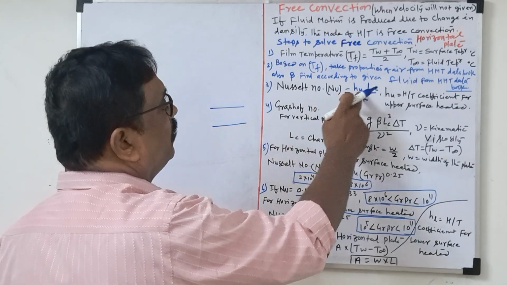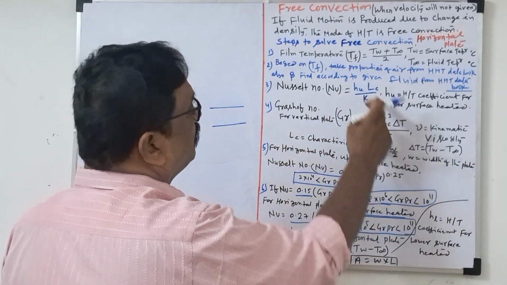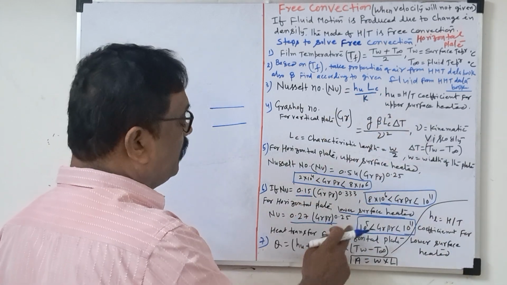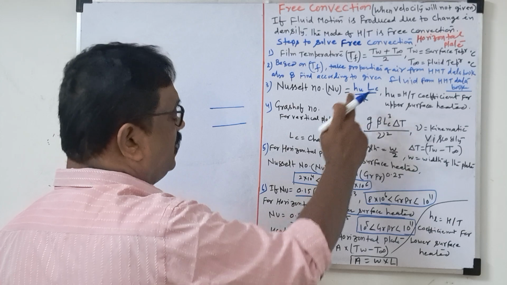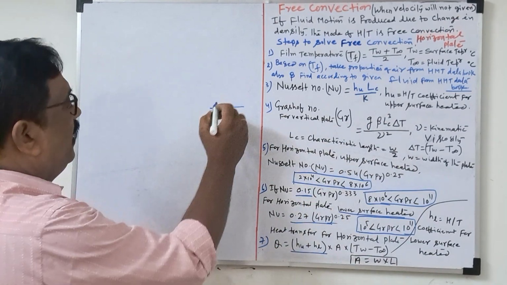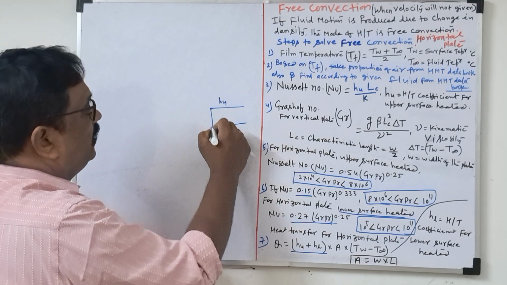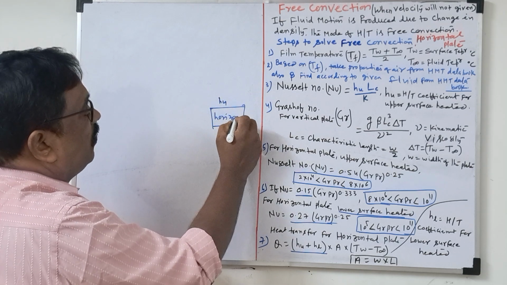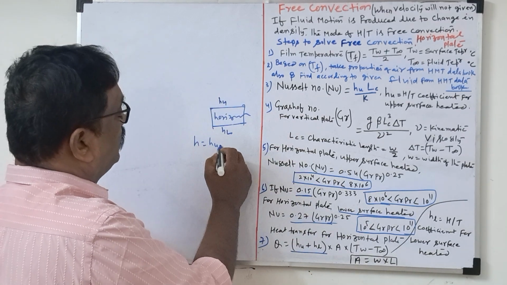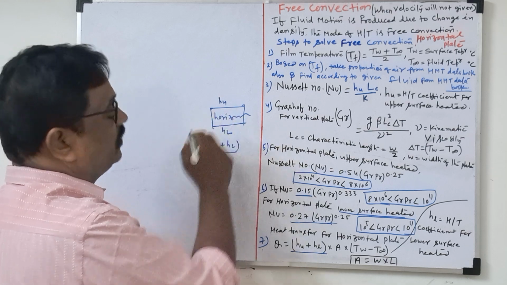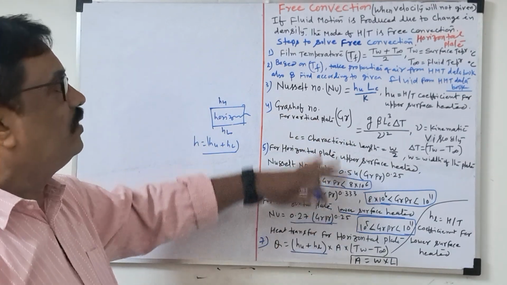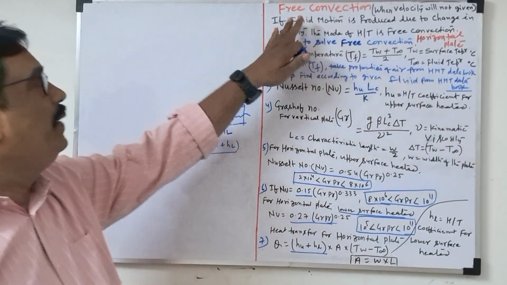Then again we go to the Nusselt number HL LC by K, where HL is the heat transfer coefficient for the lower surface heated. From there, HL is found. So we find HU, then HL. Then the total heat transfer coefficient for the horizontal plate is HU plus HL. That is the difference for the horizontal plate. Area is as usual width into length. These are the steps for solving horizontal plate free convection problems.